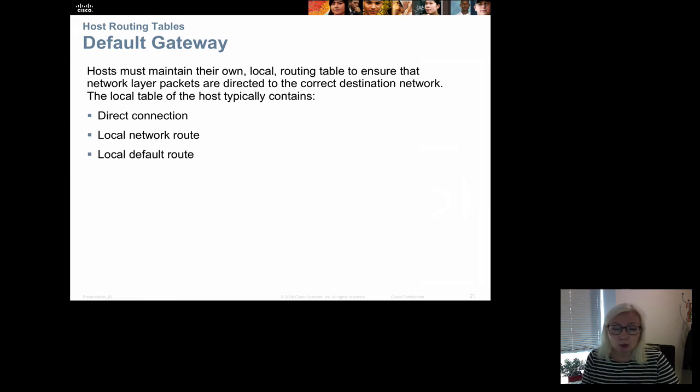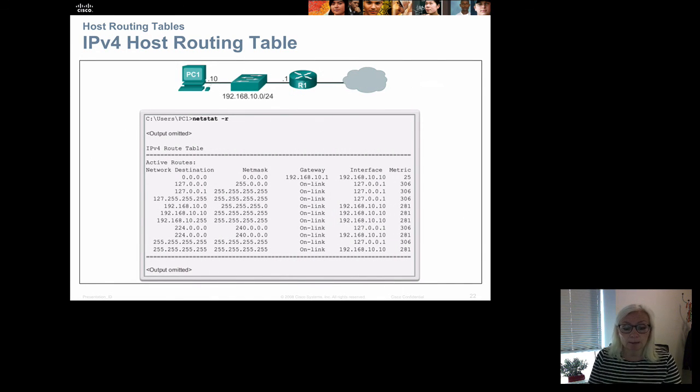The computers themselves also have a local routing table that will have the IP address of the gateway. Because what they normally can see in their routing table is their directly connected networks, the local network route, and the local default route. And the default route is what will happen if I want to send to something that I don't know. And what I don't know in networking terms is called 0.0.0.0/0. That means all other networks.